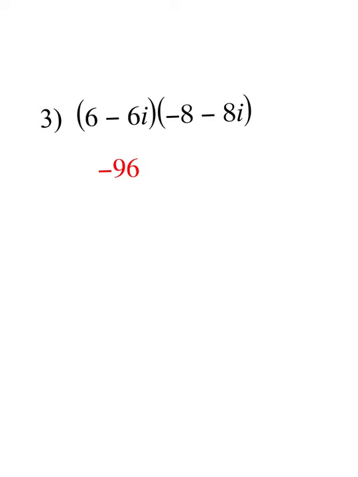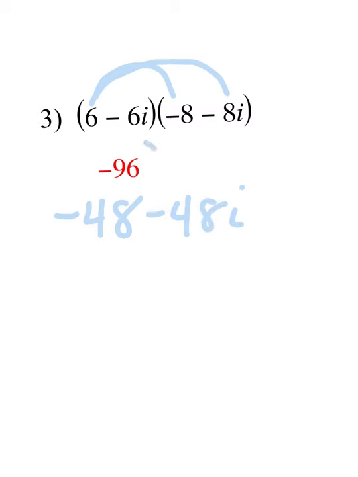Alright, as you can see, these are two parentheses written side by side, so that is a FOIL problem. So 6 times negative 8 is negative 48. 6 times negative 8i will be negative 48i. I don't know if you noticed, but our answer is negative 96. And my two parts right now look nothing like that. So that must mean a number of different terms cancel out. So negative 6i times negative 8 will be a positive 48i. And those are opposites, so those cancel out.